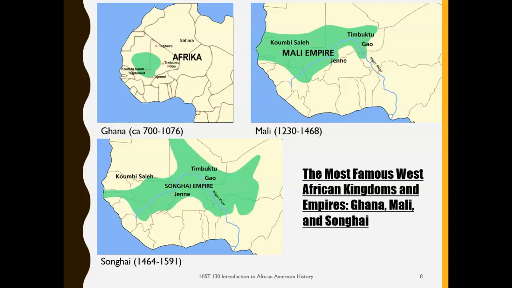Finally, at the bottom of this figure, you have a map of Songhai, the Empire of Songhai, which existed from 1464 to 1591. So Songhai was there when the Europeans came to trade slaves with the Africans. And Songhai was the latest and also the most powerful West African kingdom.